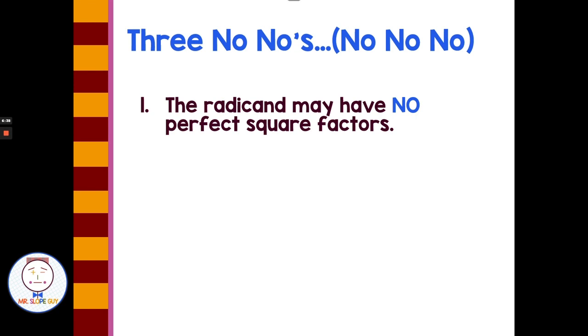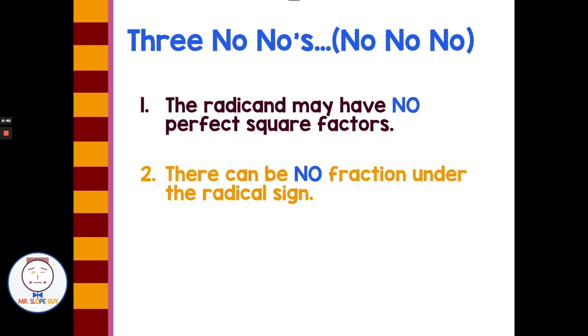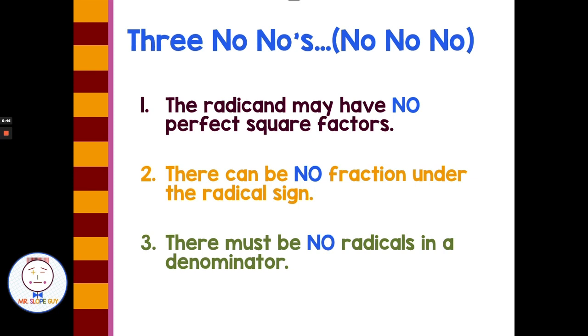The second no-no, there can be no fractions under the radical sign. And our third no is there must be no radicals in the denominator. And that's the process we went through of rationalizing the denominator. So in order for a radical to be simplified, we have to meet those 3 criteria. The radicand may have no perfect square factors, there can be no fractions under the radical sign, and there must be no radicals in the denominator.